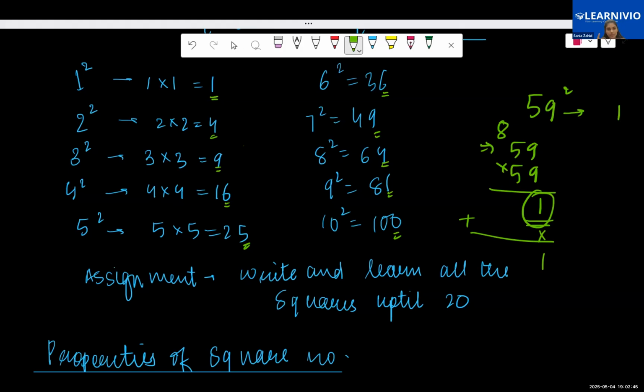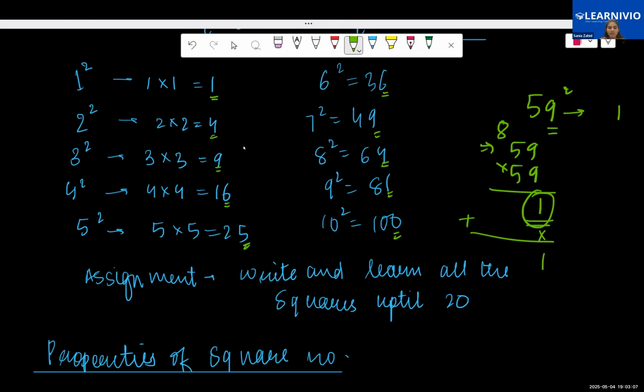That means the digit the square of any number ends with only depends on the last digit of the number itself. Like 59 square, what will it end with? It is dependent upon 9. 47 square, what is it ending with? Depends upon 7. 7 into 7 is 49. So 47 square will also end with 9 only.